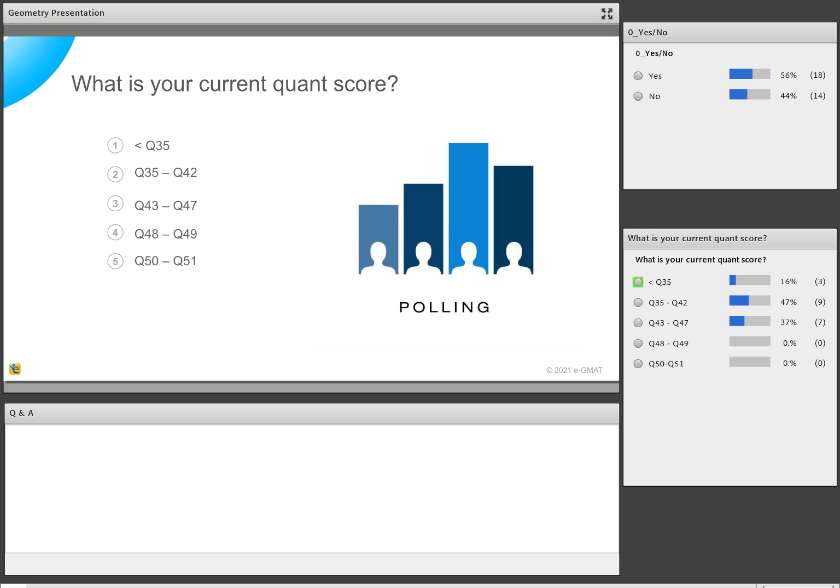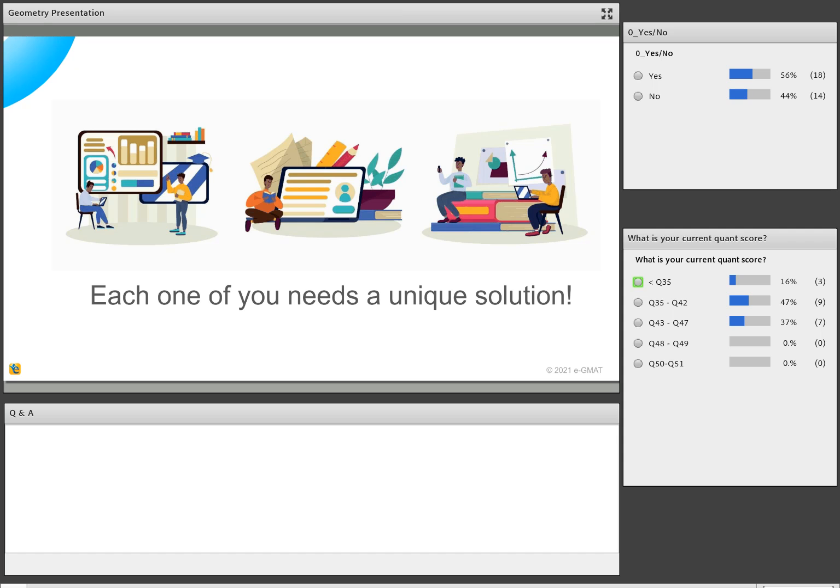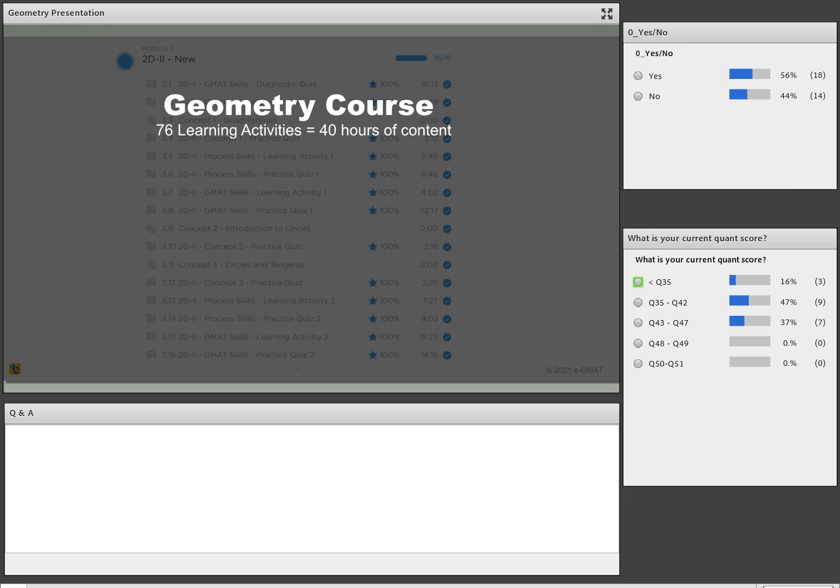Now, would you think that each one of these segments, the students in each one of these segments, requires a unique solution, right? So how would a single course serve the personalized needs of each one of you? That's the power of the expert AI, which powers the Quant 2.0 course. Let's just take the example of geometry. The total of 76 learning activities amounts to about 40 hours of content.